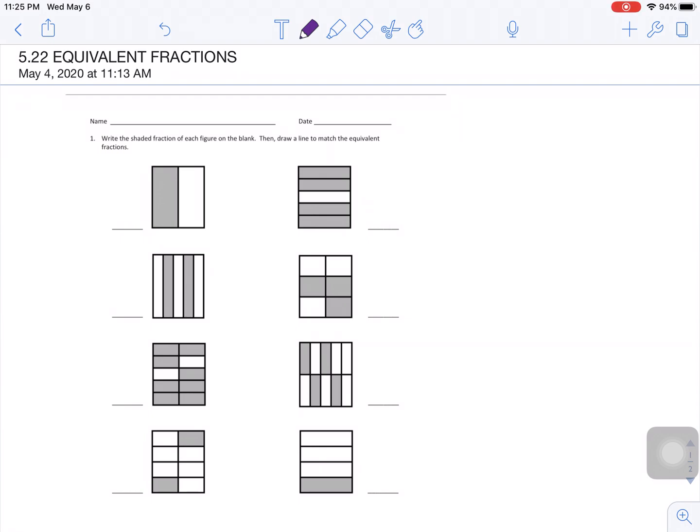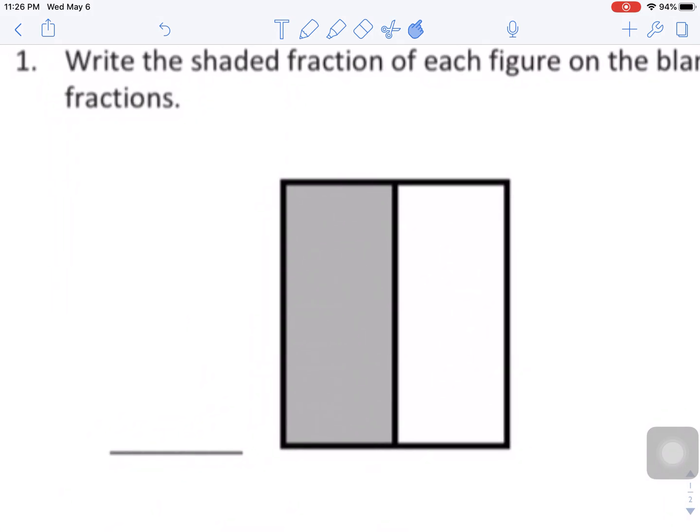So here I've got a bunch of rectangles and you can see they're all shaded different ways. The first thing we're going to do is identify the fraction value of each rectangle. Now this is actually something that we did back in the first and second, maybe even third lesson of Module 5. And I know that's been a little while because we've been out of school and taking that review, but I think you're going to get right back into it. Let's take a look as we zoom in here.